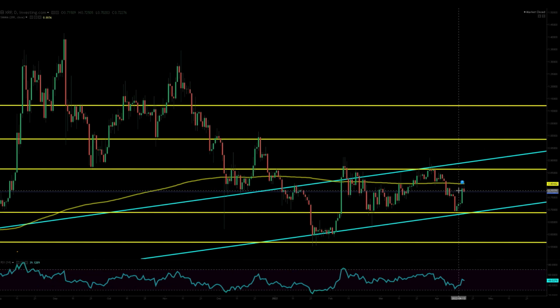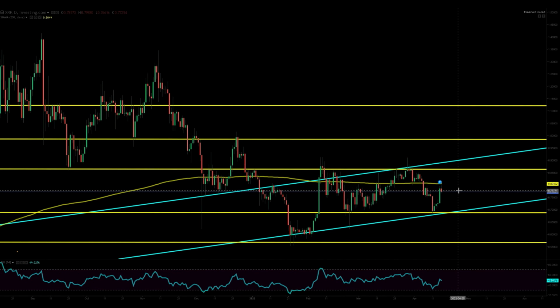So as you can see, very simple analysis over here. Just support and resistance line, price channel, RSI, and smooth moving average. Just these 3 or 4 things is all that is needed to analyze XRP.